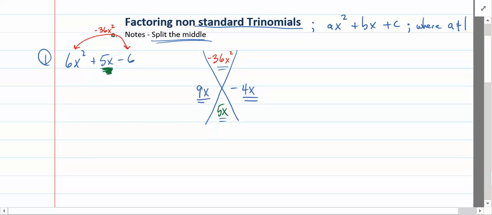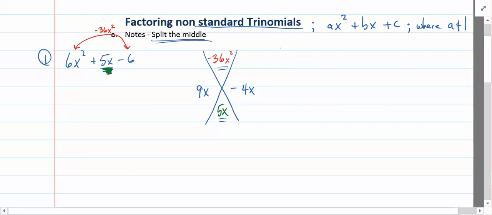To discover these numbers, you have to use just mental math here. I don't expect you to list your factors out individually. At this point, we should be able to do this in our head. We should be able to find two numbers that multiply together to equal negative 36x squared, but add to make 5x. Again, that happens to be 9x and negative 4x.